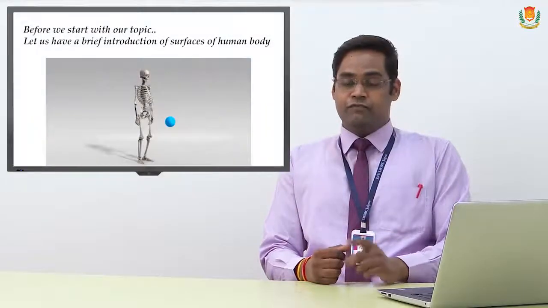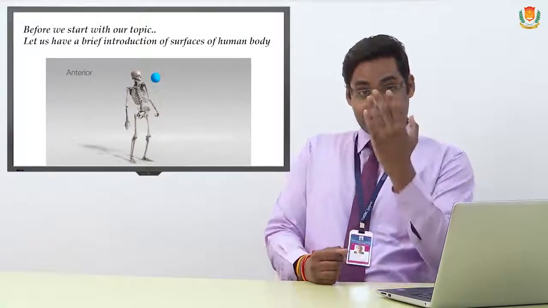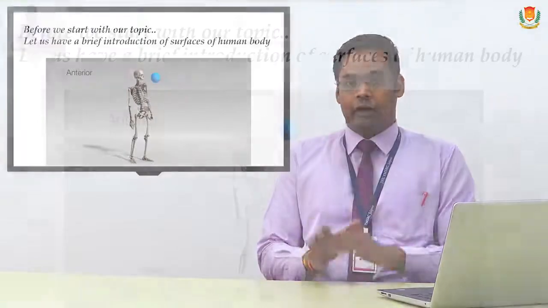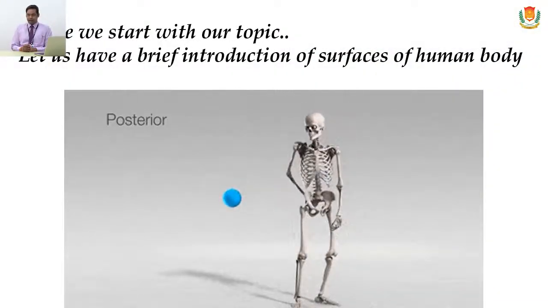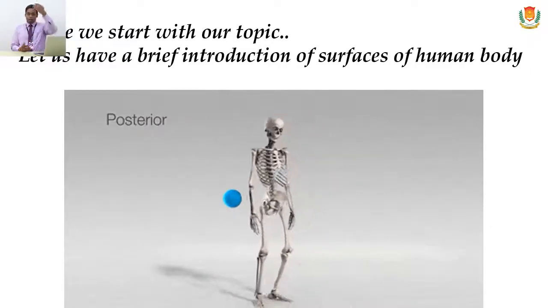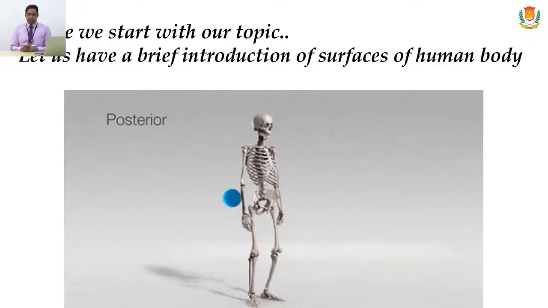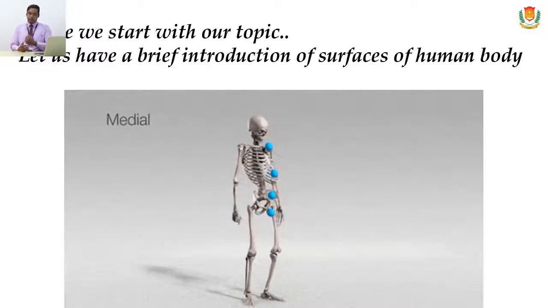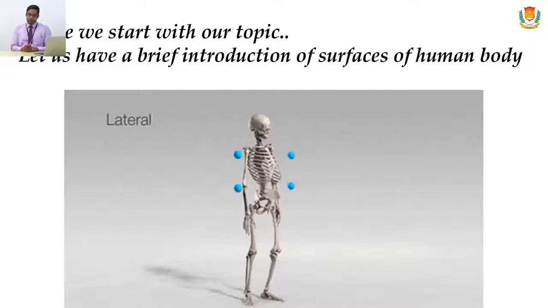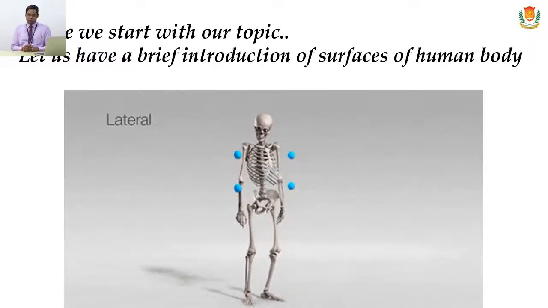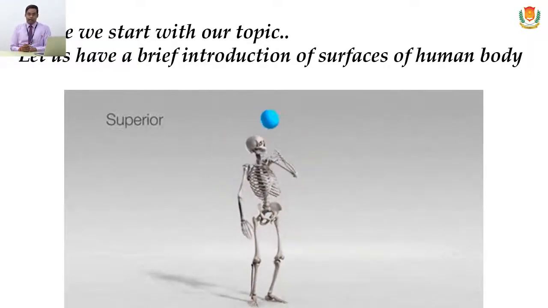So here you can see the first surface that is coming, that is anterior. When I look from the front, and I'm going posterior, that is from the back. We have a midline at the center of the body, and the surface which is close to the midline of the body is called medial. And what is going away from the midline of the body is called lateral. Superior is up, and when I look down, that is inferior.